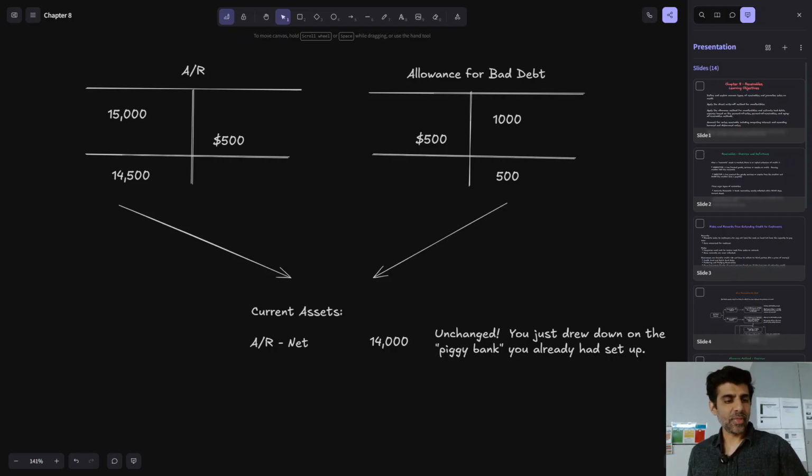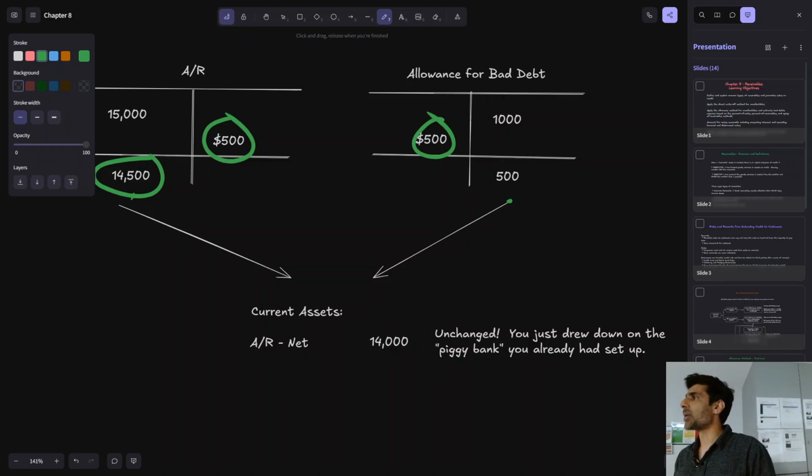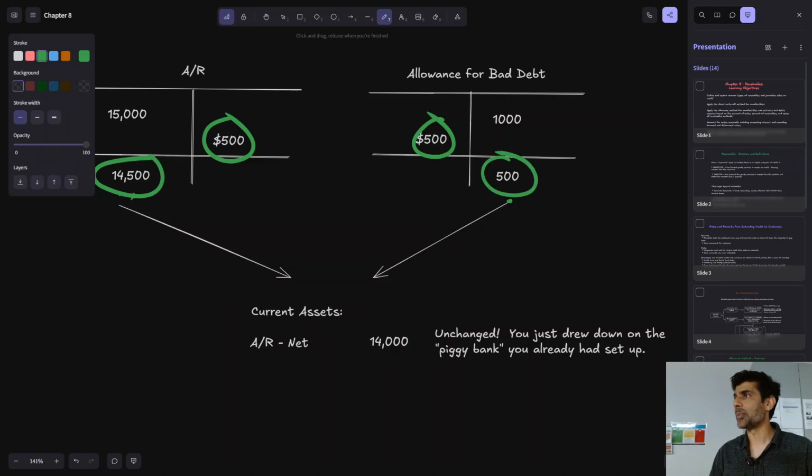So how about this? Let's say this was the only write-off that happened this year, and this $500 write-off. Now these are our balances at the end of the year. So now we're going to do another estimate. We're going to say of this 14,500, maybe we expect $500 to be uncollectible at the end of the year. And actually, we wouldn't have to do any adjustment if we thought that of this 14,500, 500 is uncollectible, because we already have the piggy bank set up here.